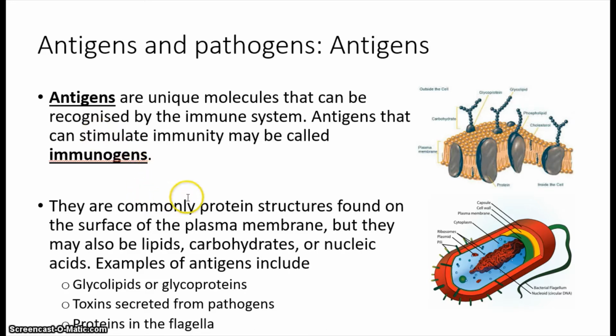They are commonly protein structures found on the surface of the plasma membrane, but they can also be lipids, carbohydrates, nucleic acids, those biomacromolecule families we've spoken about before. Some examples of antigens might include the glycolipids or glycoproteins we've spoken about being shown on the plasma membrane, toxins secreted by pathogens, which are just harmful chemicals released by these agents that cause disease, and proteins in the flagella, just being the tail of a bacterium.